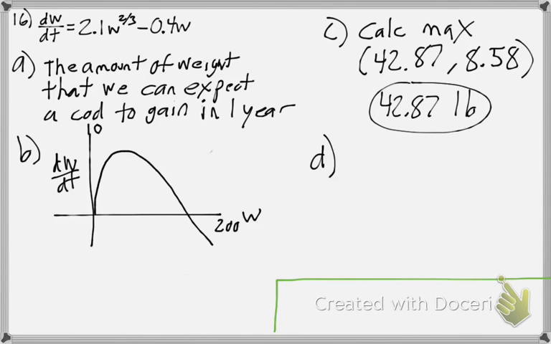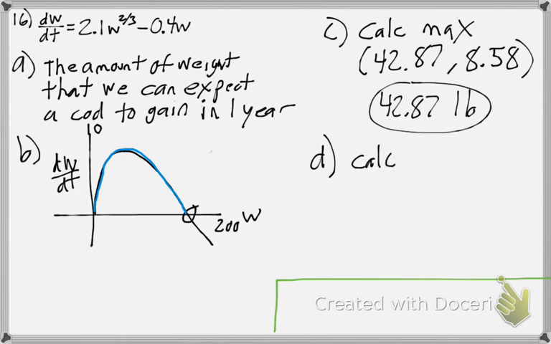Part D says, to what weight does the cod grow? So we are looking for where it stops growing, because it's growing all the way up until that point. So that's actually going to be right here. So the entire graph, it's growing. The rate at which it's growing is changing, but it is growing the entire time. So where it's 0 is going to be where it stops growing.